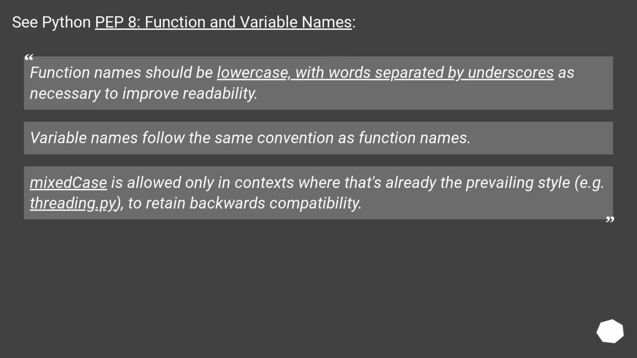See Python PEP 8, Function and Variable Names. Function names should be lowercase, with words separated by underscores as necessary to improve readability. Variable names follow the same convention as function names. Mixed case is allowed only in contexts where that's already the prevailing style, for example threading.py, to retain backwards compatibility.